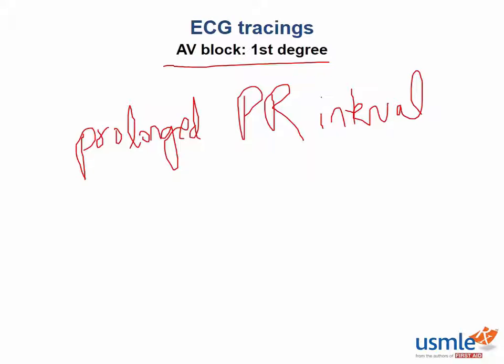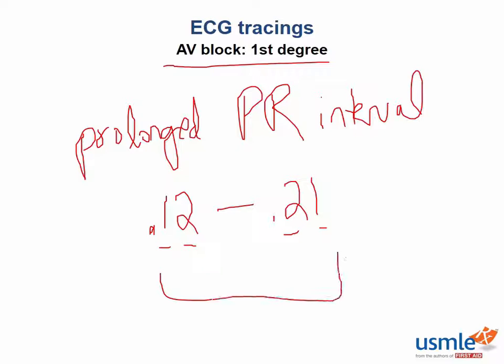Now, do you remember how long the PR interval is normally? The PR interval ranges from 0.12 to 0.21 seconds. The way I remember this is that the numbers just flop and switch between the low end of normal and the high end of normal. You just switch the 2 and the 1 and you get the normal PR interval.